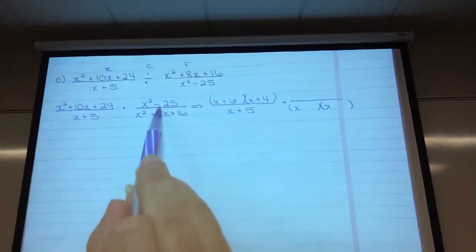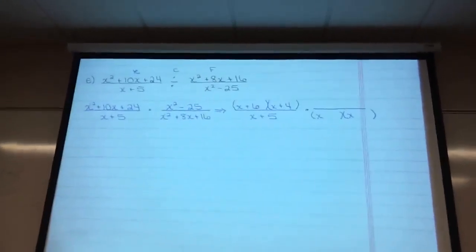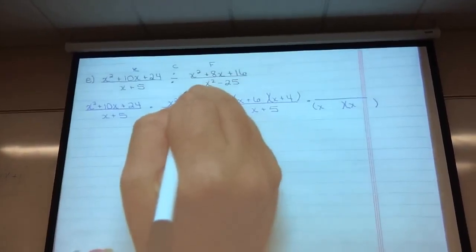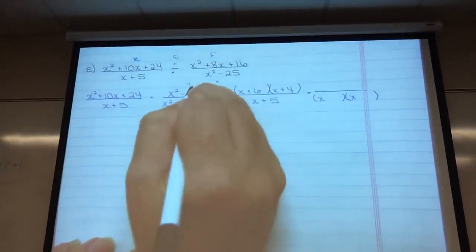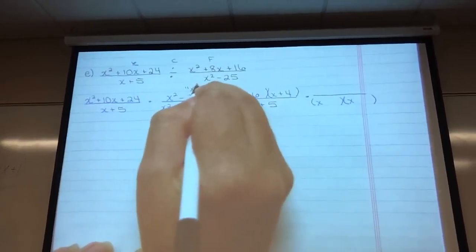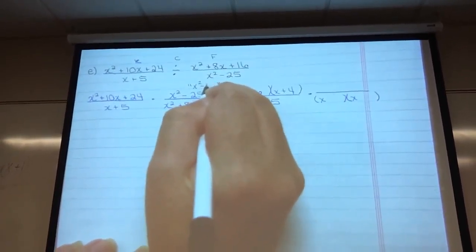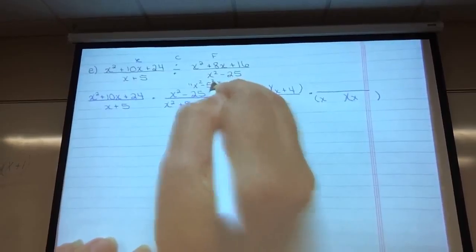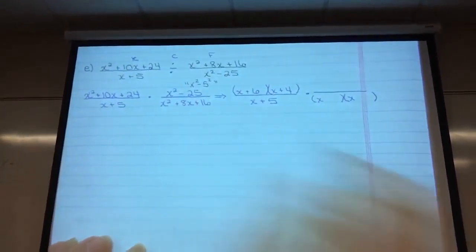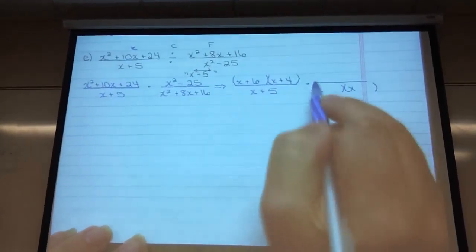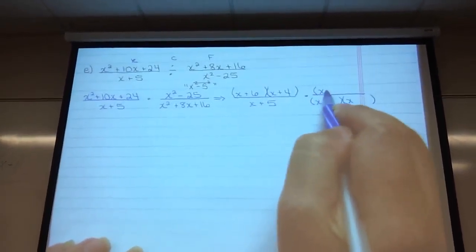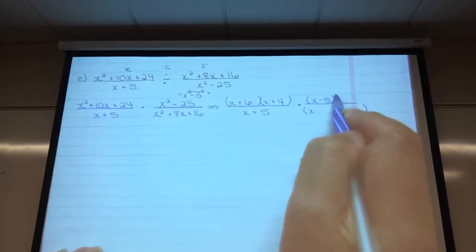What type of factoring is this one? Close. Difference of squares. If you need to do your little thinking cap and think, how could I rewrite this? It'd be x squared minus 5 squared. That'll give you the 25. Cross off the squares. So you're left with x minus 5, x plus 5.